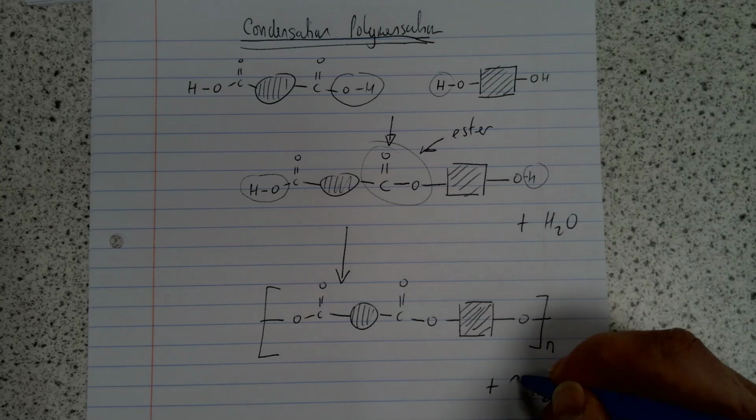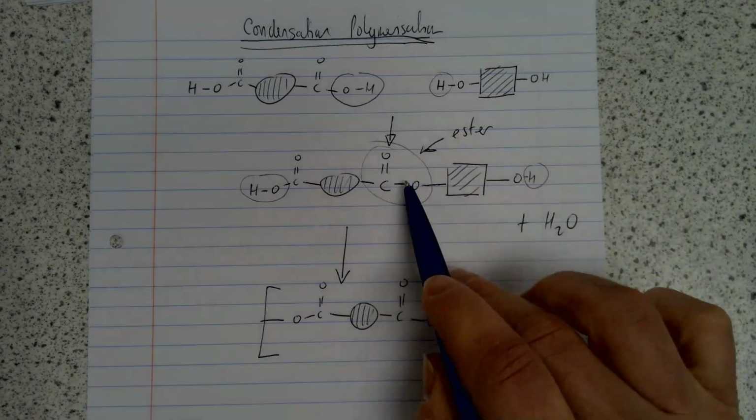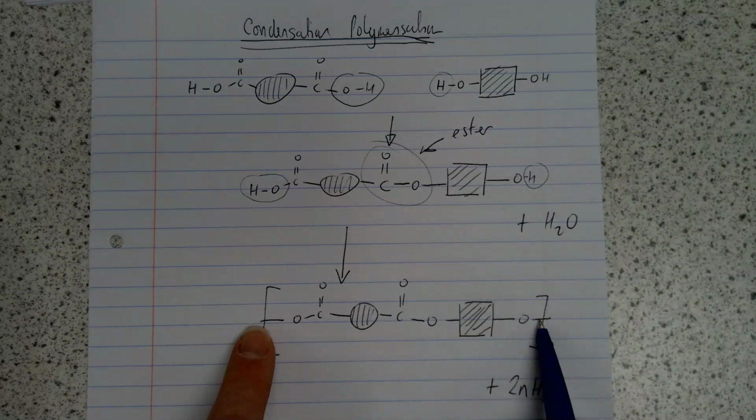2N, very good. So there's twice as many waters as there are repeat units, because we lost a water when making this bond, and we lost a water when we made this bond here, if you like, which is shown half over here and half over here.